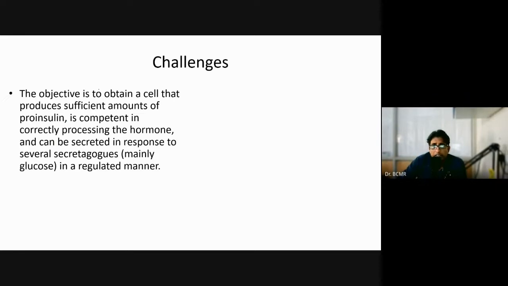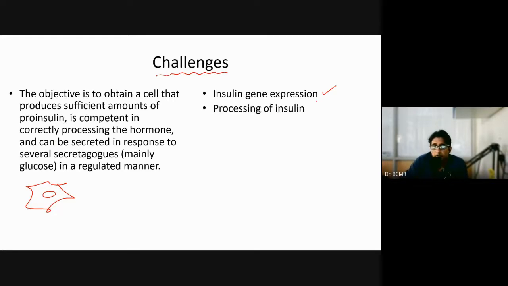So there are several challenges before we try to address the problem. Before we try to provide a solution, we should understand the problem well. First thing is, if we are trying to provide a cell-based treatment, like the stem cell one, there should first be insulin gene expression. The insulin gene is present in all the cells, but only the beta cells produce insulin. So there should first be insulin gene expression.